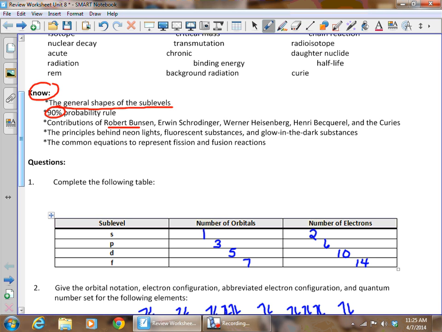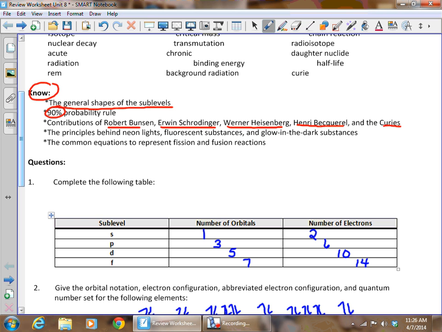Now this one encompasses multiple questions because there'll be a question about Bunsen, Schrodinger, Heisenberg, Becquerel, the Curies. There will be multiple questions about those individuals. So make sure you know what their contribution is. Some of that information comes from the beginning of the notes, the part that you did the packet over. Some of it is over the last set of notes that I did not do a video over. So make sure you know what those individuals did.